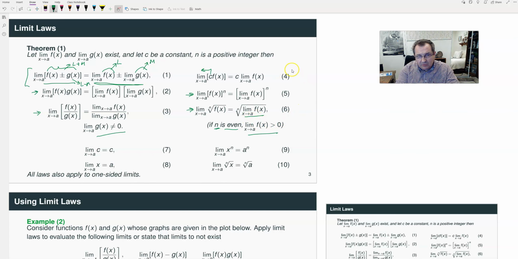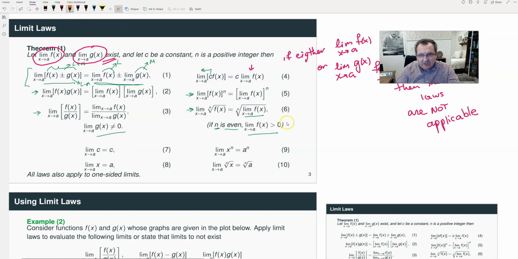Now, these laws do not specify what function we are looking at. And the only requirement that they make is that both of the involved limits, the limits that show up in the right side of these limit laws, should exist. If these limits do not exist, then these laws are not applicable. Also, because this first group of laws from 1 to 6 do not specify functions, I will call these laws the laws for algebraic manipulation.